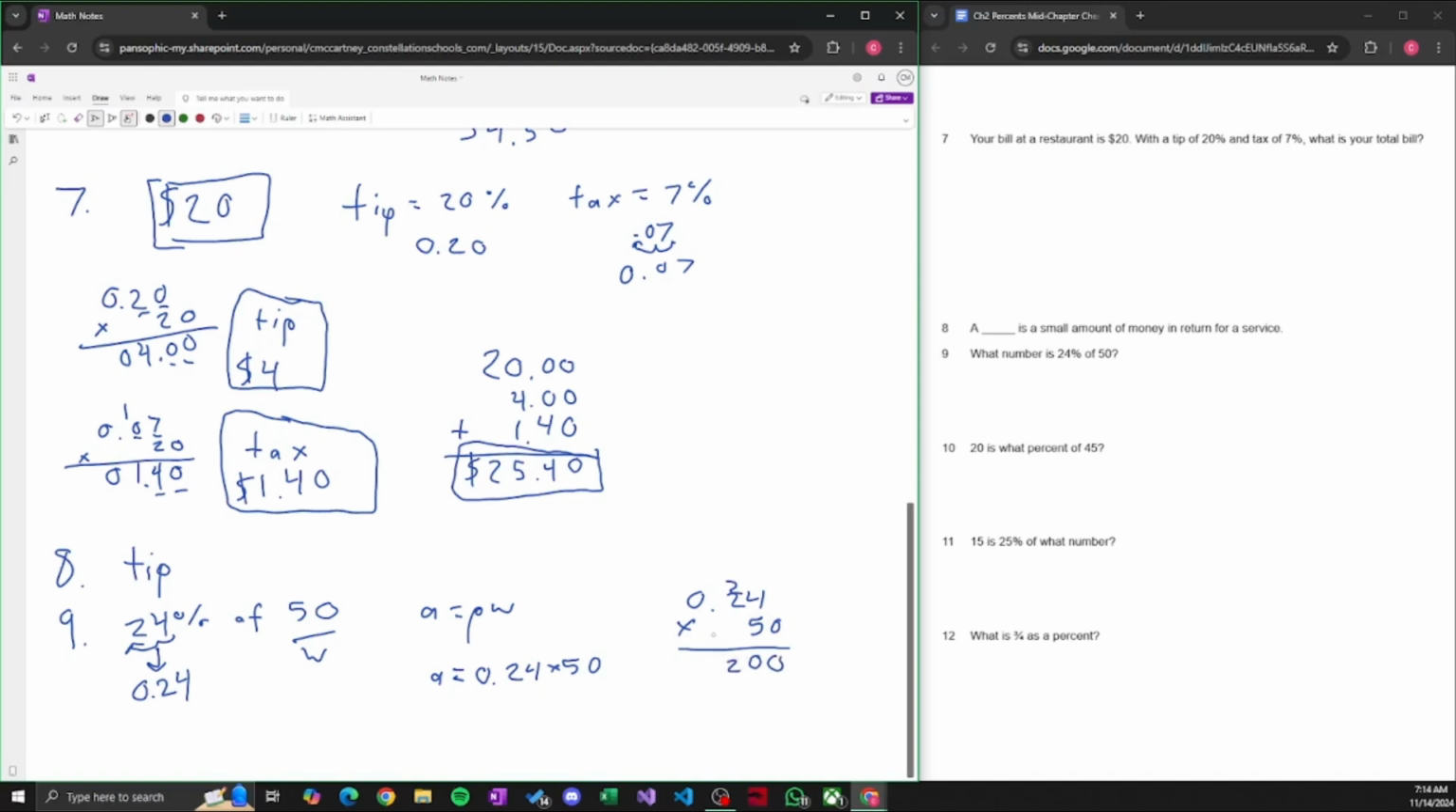Oops. Five times 0 is 0, add the 1. I got ahead of myself. How many numbers are after the decimal point? 1, 2. So we're going to do the same for our answer. 1, 2. So our decimal point belongs here. So 24% of 50 is 12.